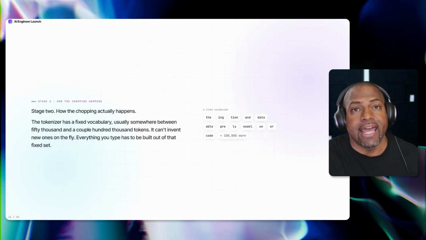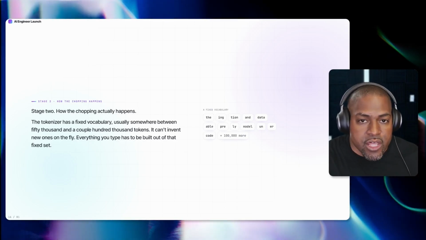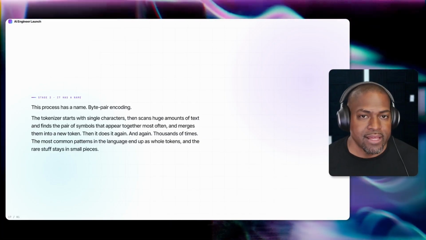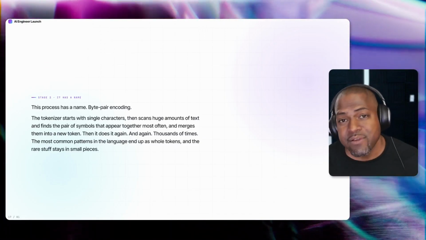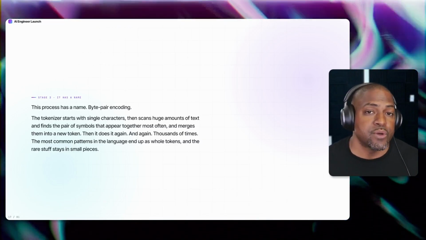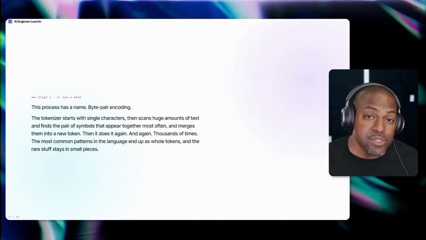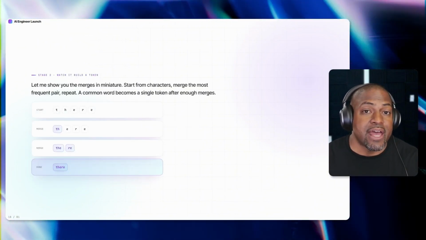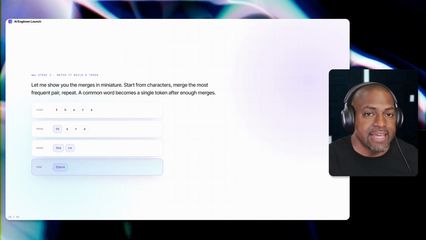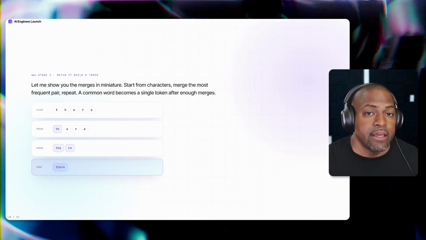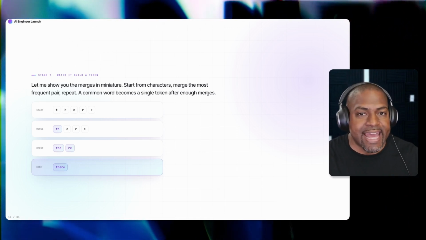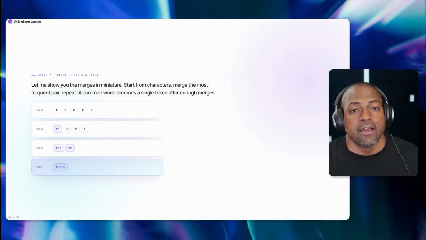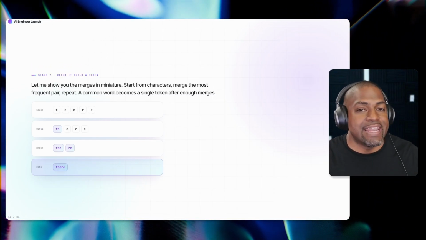Common fragments like "the," "ing," "sh" are in the vocabulary, and other stuff gets pieced together. This process is called byte pair encoding. It starts with single characters, finds the pair that appears most often, and merges them into a new token. Then it does it again thousands of times. The most common patterns become whole tokens. Rare stuff stays in small pieces. The word "there" starts as single characters, the letters T, H, E, R, E. Then they're merged into TH, then THE, then RE. The final single token will be THERE. A common word collapses to a single token after enough merges.